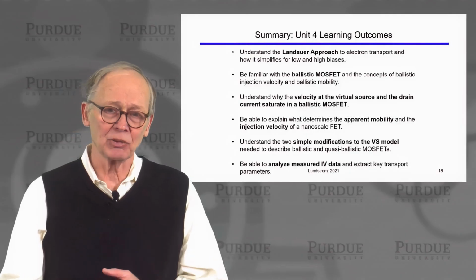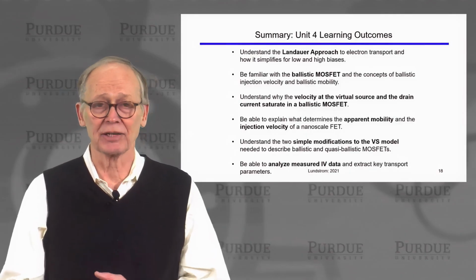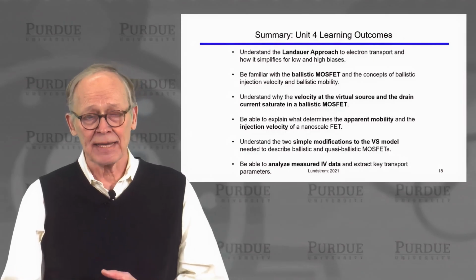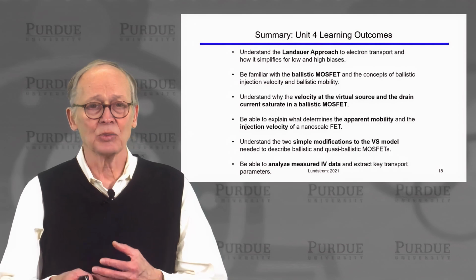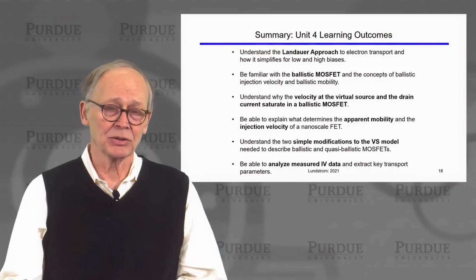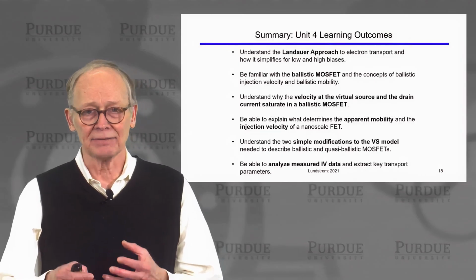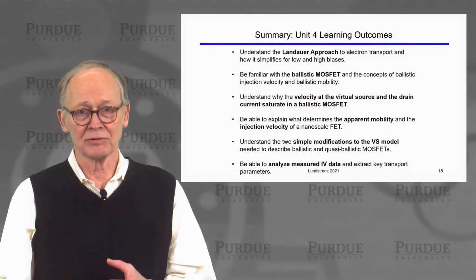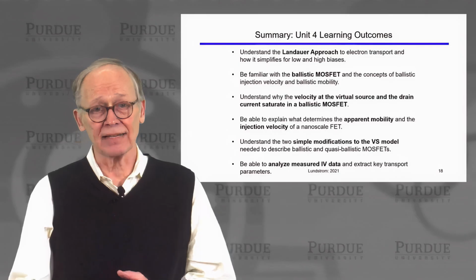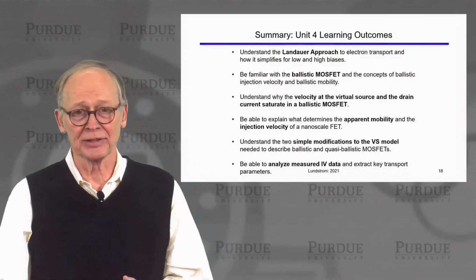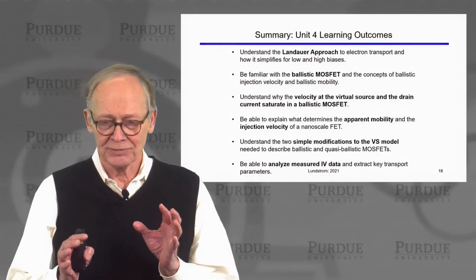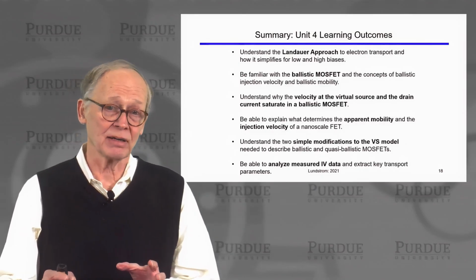And then we went on to explain what happens in a realistic device where there is some scattering and how we can introduce these concepts of apparent mobility and injection velocity and what their physical meaning is, and how we can use those two parameters to make a very simple extension of our virtual source model so that it provides us with a highly accurate, very simple, very physical model for modern day transistors. And then we took a quick look at some measured data and showed how we can analyze it and extract some useful information about the transport going on inside those transistors. So that wraps up Unit 4, really the heart of this course.